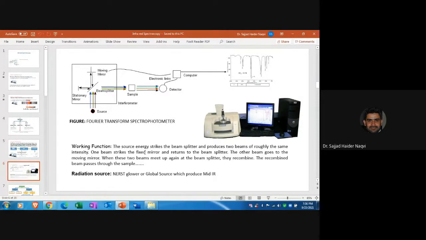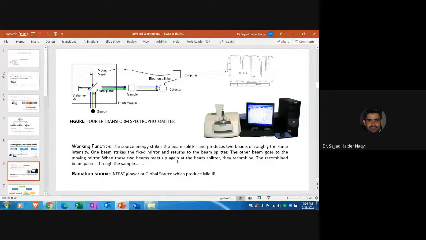One beam is going to strike the fixed mirror, which is being shown here. You can see, the first one is going to strike the fixed mirror and then come back to the beam splitter. The other beam goes to the moving mirror. So this is stationary and this is moving. You can see the split takes place. One beam goes here, one beam goes here. And after that, these two beams come back and meet up again at the beam splitter.